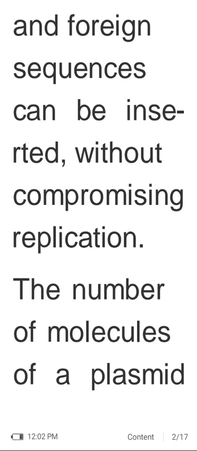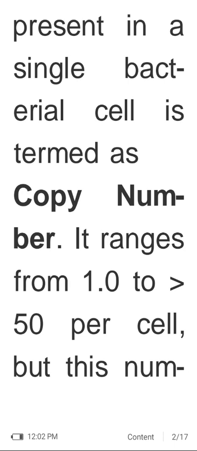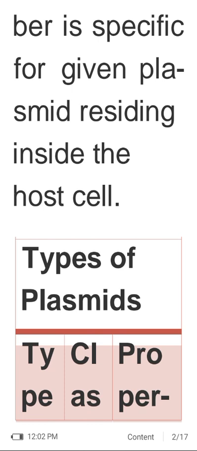The number of molecules of a plasmid present in a single bacterial cell is termed copy number. It ranges from 1 to 50 per cell, but its number is specific for a given plasmid residing inside the host cell.